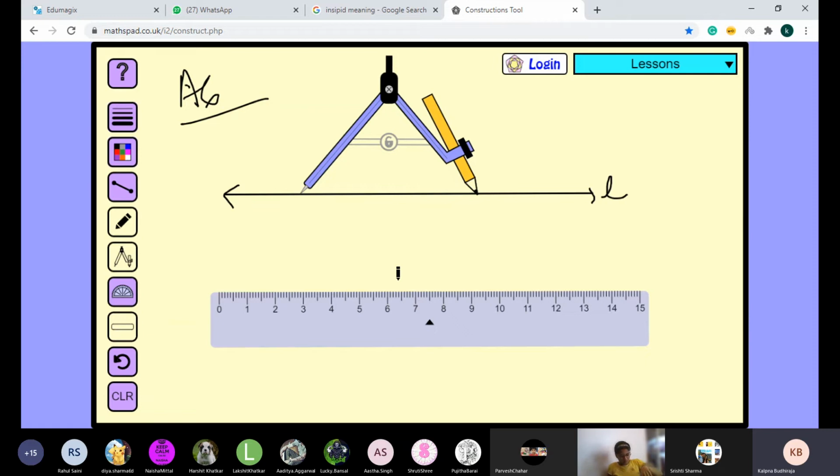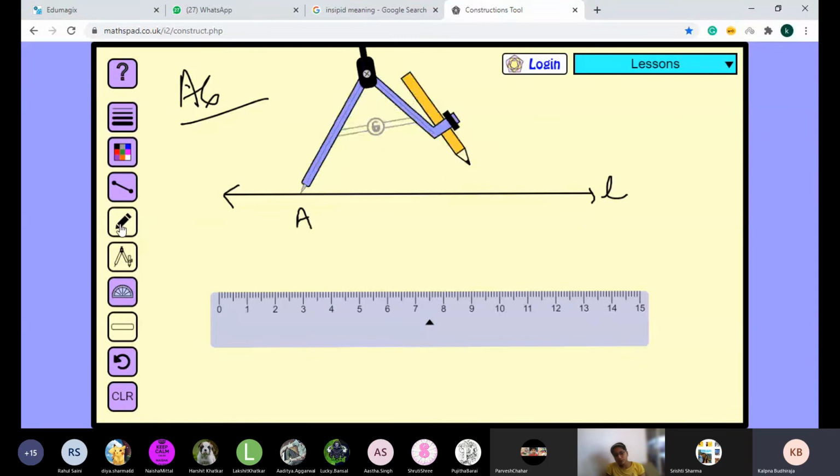Yes or no? Okay, now in the question, because points are not given, it is directly written to draw a line segment. So here, this point where you have placed the needle, you can label as point A. This is my point A and this is my point B. Let me just move this compass a little bit and mark it.